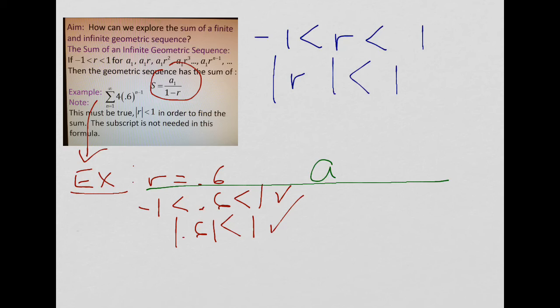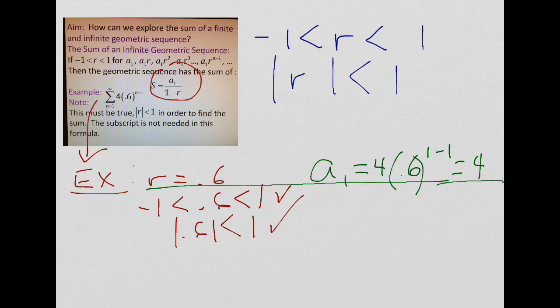Just like we did in a previous problem, we look to our lower limit, and it looks like a sub 1 is indicating the first term. We have to plug it into our whole expression, not just part of it, the whole thing. And we find that in this case it is 4.